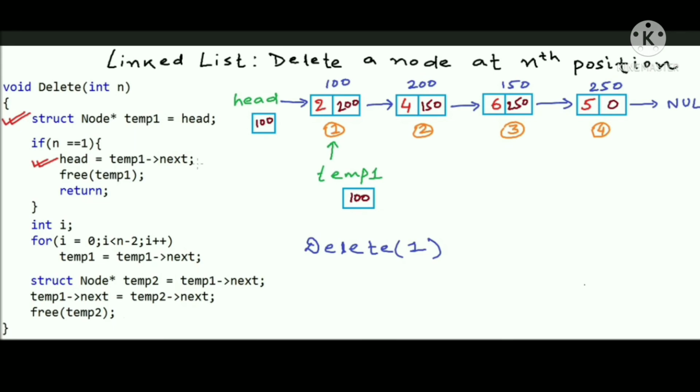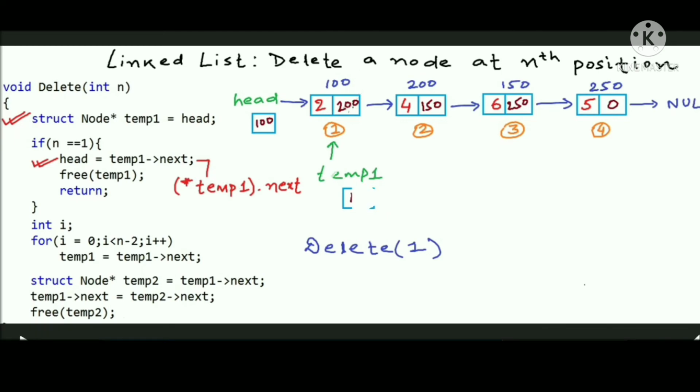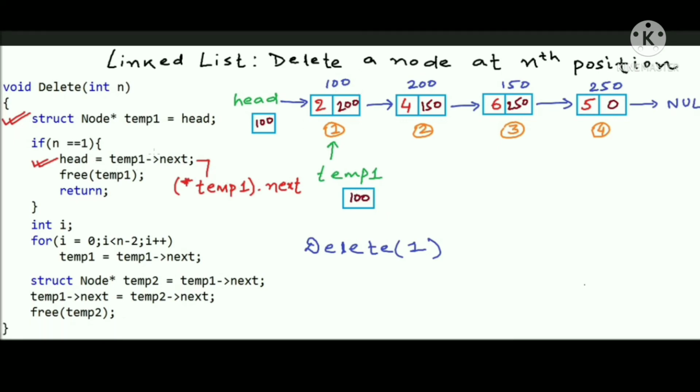This is nothing but syntactical sugar for this statement, asterisk temp1 dot next. So we are dereferencing this pointer variable to go to this node and then accessing the next field of it. Now we are saying head is equal to temp1 dot next. So head is now 200. So we are building this link and breaking this link. And now in the next line we say free temp1. So we want to free the memory which is being pointed to by this variable temp1.